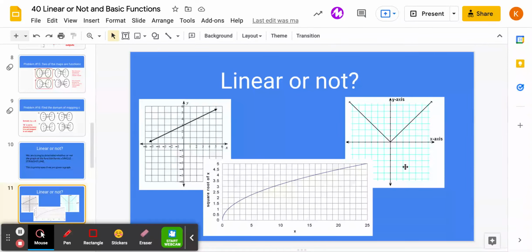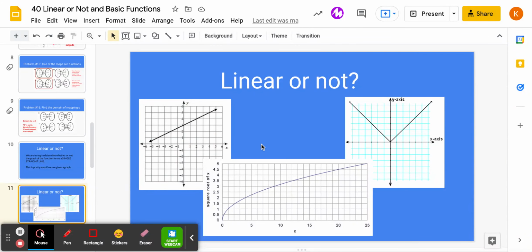The last one here on the right is a little bit of a trick. This is not linear. It is not linear because if it's linear, it's only a straight line. That's all it is. Even though this one zigs and zags, this is actually a graph of an absolute value equation. This is not linear. But then if I change the question, is it a function? Ask yourself, does it pass the vertical line test? And the answer for this one is yes.